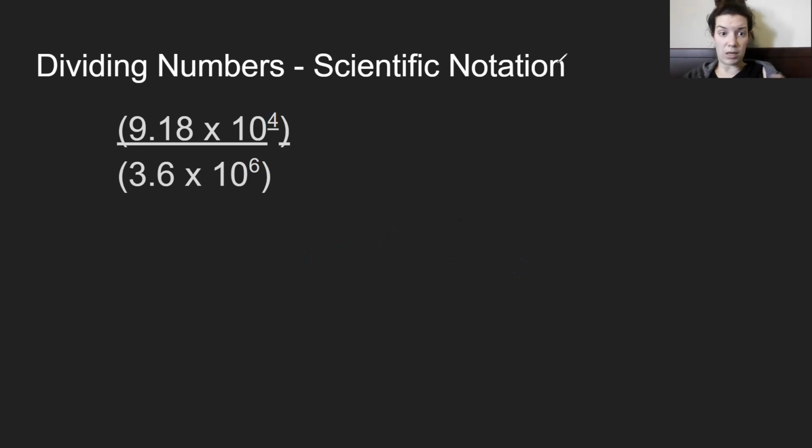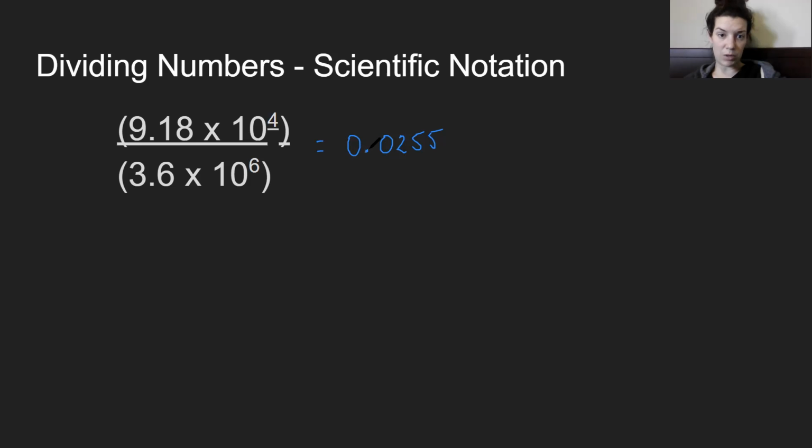So let's try this on my calculator. 9.18 EE4, close parentheses, divided by parentheses open 3.6 EE6, close parentheses, equals 0.0255. Okay. Unfortunately, you need to have the answer in scientific notation, but we know how to do that.